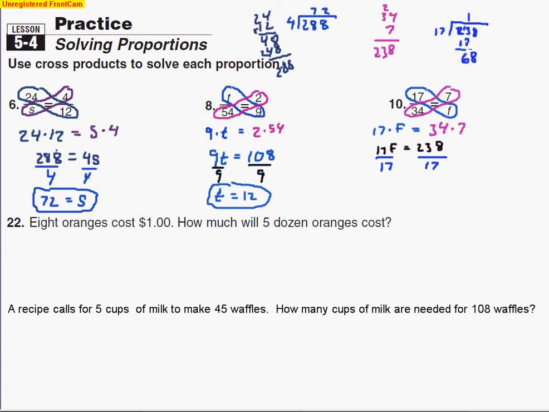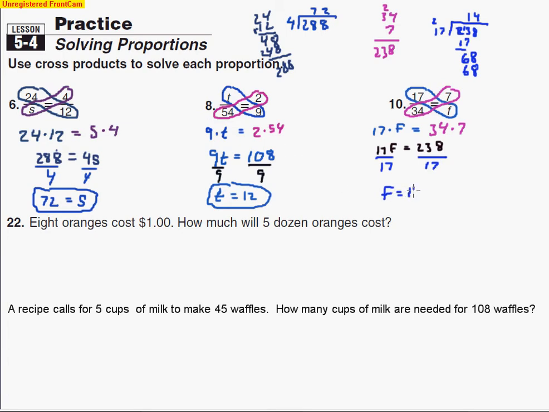Well, let's see here. I know that 17 times 4 makes 68, so I'm pretty sure it's a 4. So 4 times 7 makes 28, so I've got to carry a 2. 4 times 1 makes 4, plus 2 makes 6. So yes, that does end up working out. So there's our answer. F equals 14.